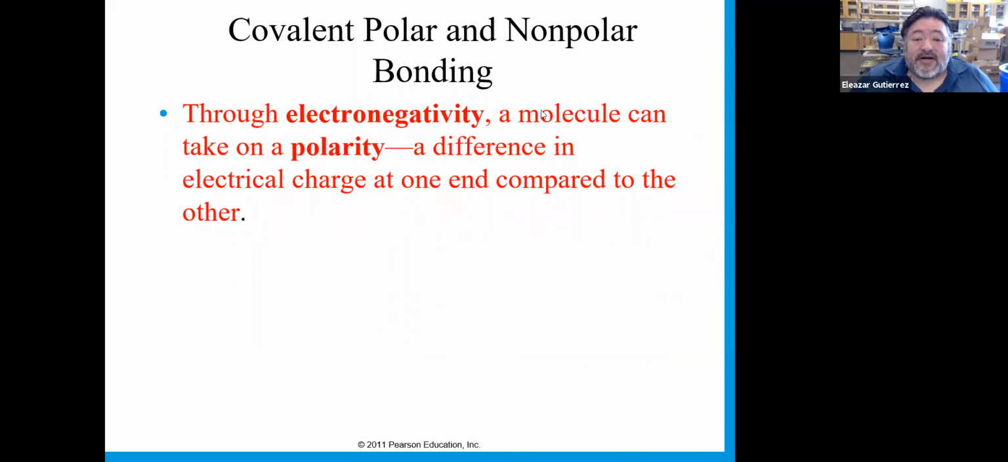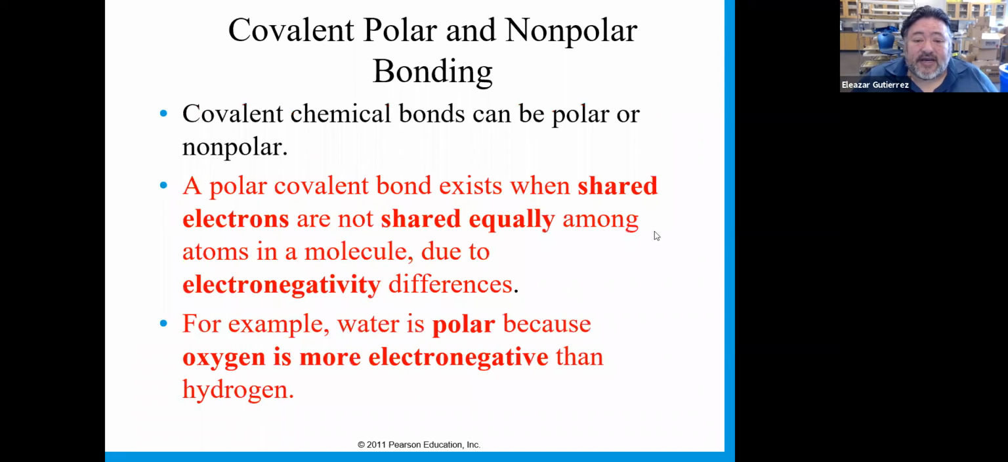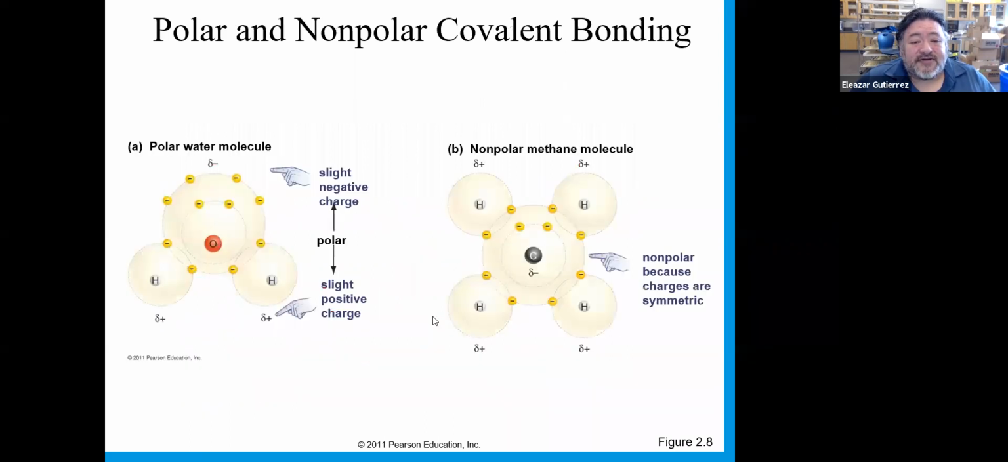So through electronegativity, a molecule can take on polarity, a difference in the electrical charge at one end compared to the other. Okay. So these are important. A polar covalent bond exists when shared electrons are not shared equally among atoms in a molecule due to electronegativity differences. Okay. So, for example, water is polar because oxygen is more electronegative than hydrogen.